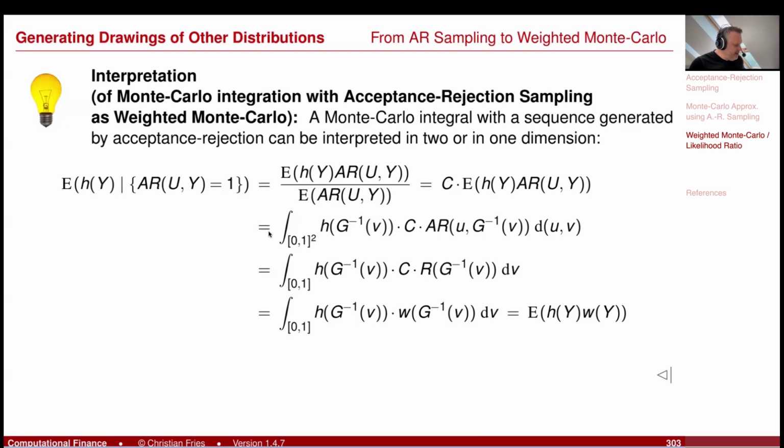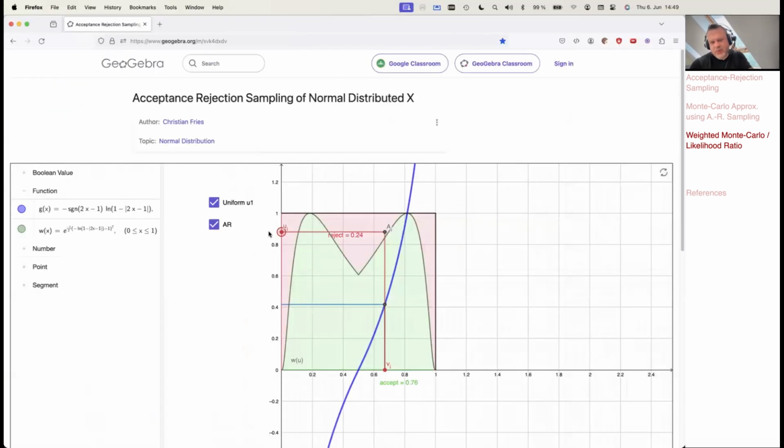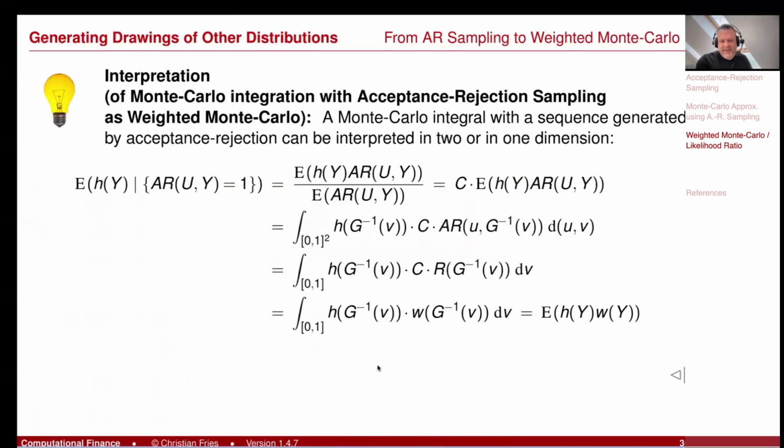Small remark, you also saw that here in this little application of the normal distribution sampled from a double exponential and a uniform. You can interpret the acceptance rejection method either as a two-dimensional integral. So that's here the two dimensions you see here. So you sample your v, which gives you the point y, and you sample then the u, which decides on the acceptance or rejection. Or you can interpret it as a one-dimensional integral by integrating along the vertical axis, so by integrating over u, and you just have a one-dimensional integral.